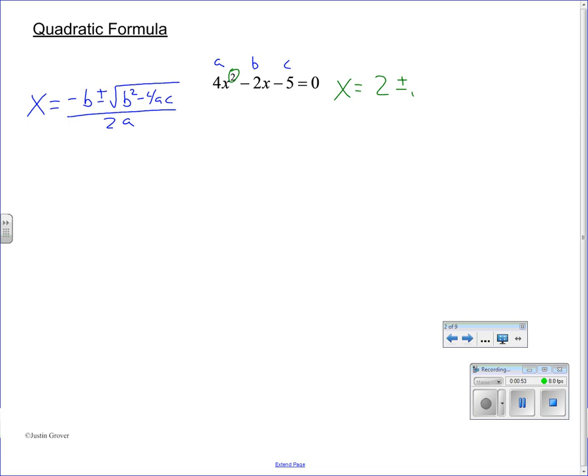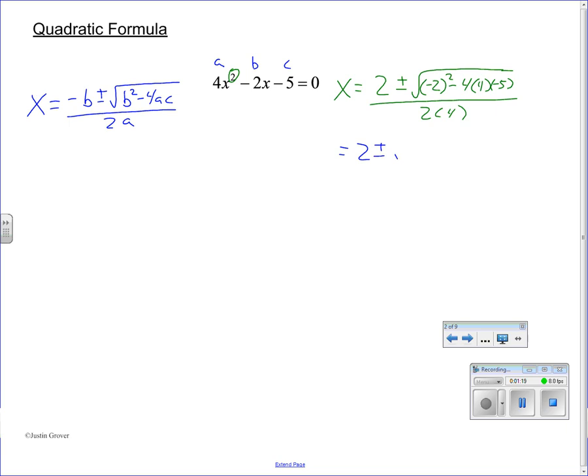So 2 plus or minus the square root of b squared, which is negative 2 squared, minus 4 times a, which is 4, times c, negative 5. And that's all over 2 times a, which is 2 times 4. So we have a lot of simplifying we need to do.